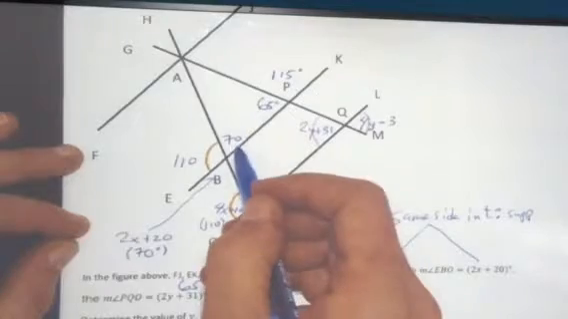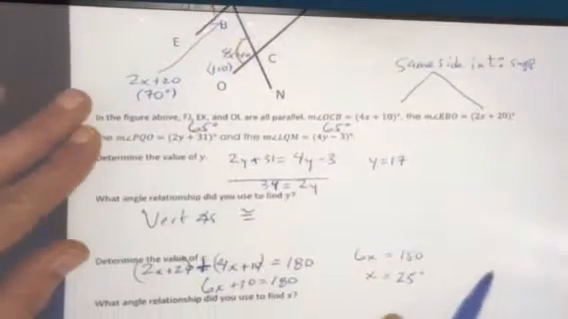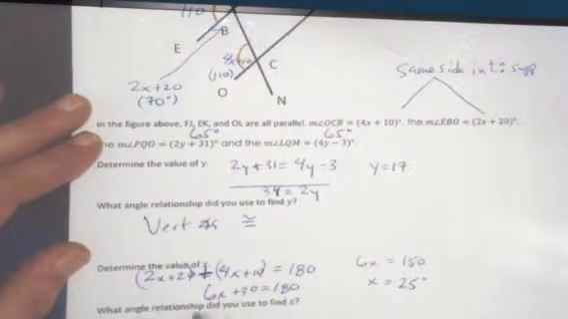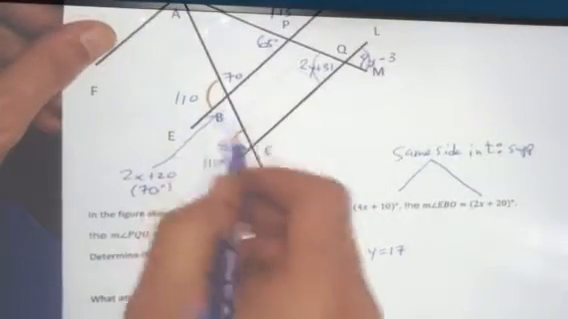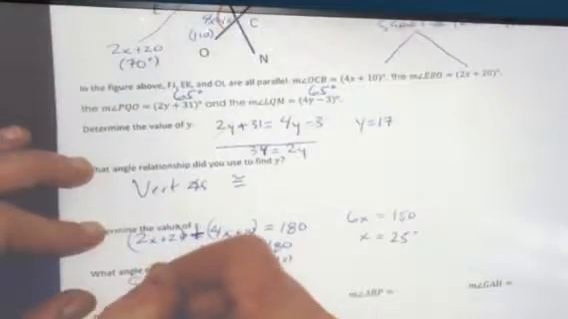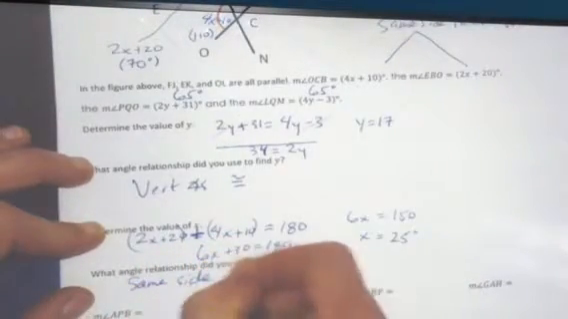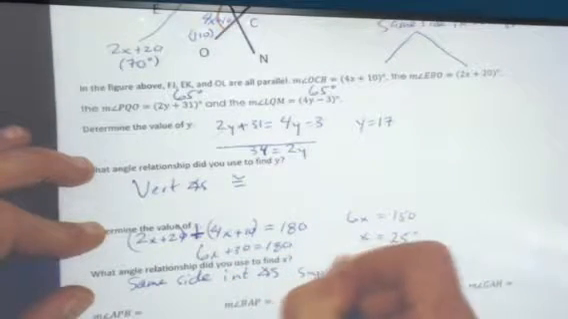So now we've got a couple more angles that need to be figured out. Sorry, come back down here. Make sure we answered this question. What angle relationship did we use to find x? That was here. That was same side interior angles, which are supplementary.